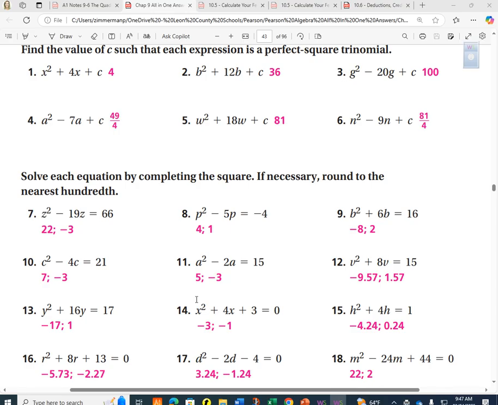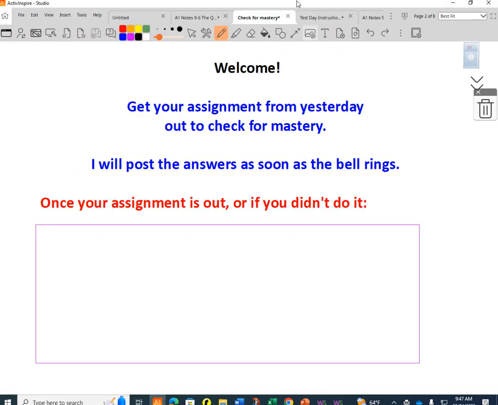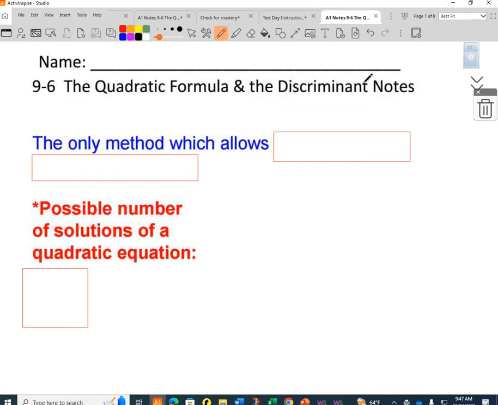Just in case, we're going to go ahead and cover one of the most important sections that we will cover for the year, and that is learning how to use the quadratic formula and the discriminant, which is part of the quadratic formula, to solve quadratic equations. Okay? The quadratic formula is the only method, so it's just the quadratic formula here.